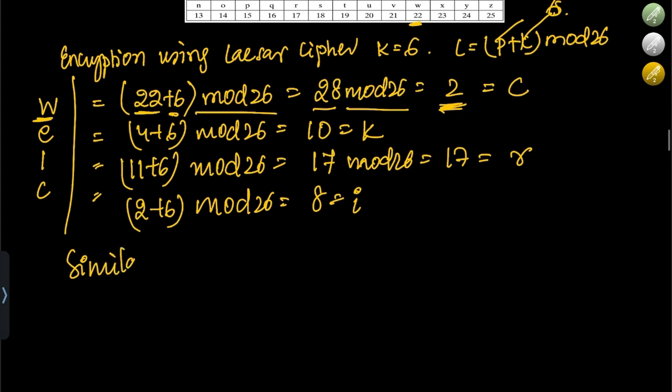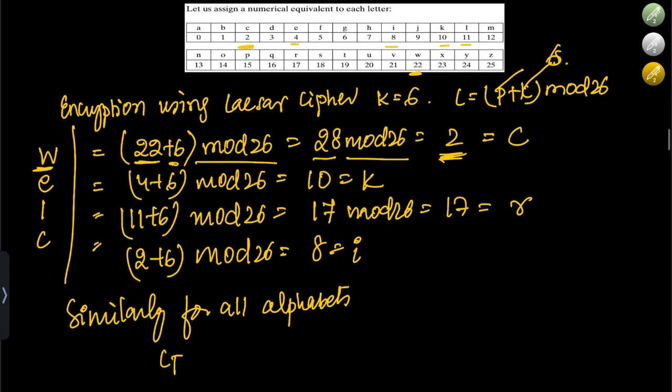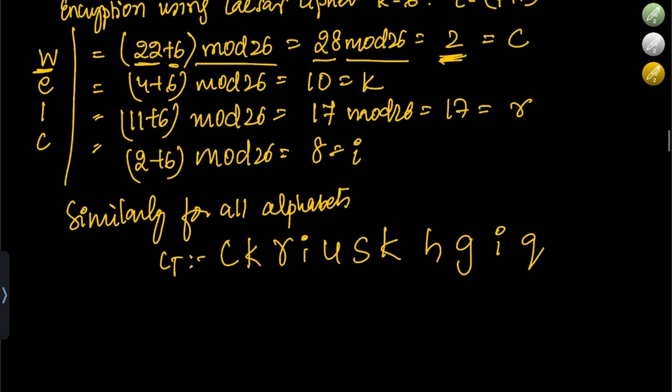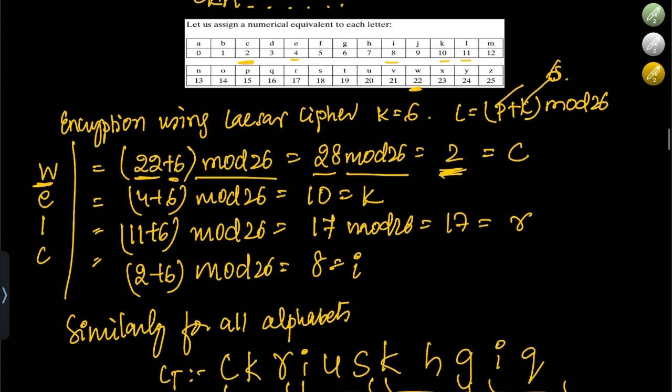Similarly, for all alphabets, we can obtain the cipher text. So ultimately, the cipher text obtained would be C, K, R, I, U, S, K, H, G, I, Q. They have told pair of three outputs. So these three, then these three, then these three, then these two. That's how you have to write the output. So here we are done with the encryption process.